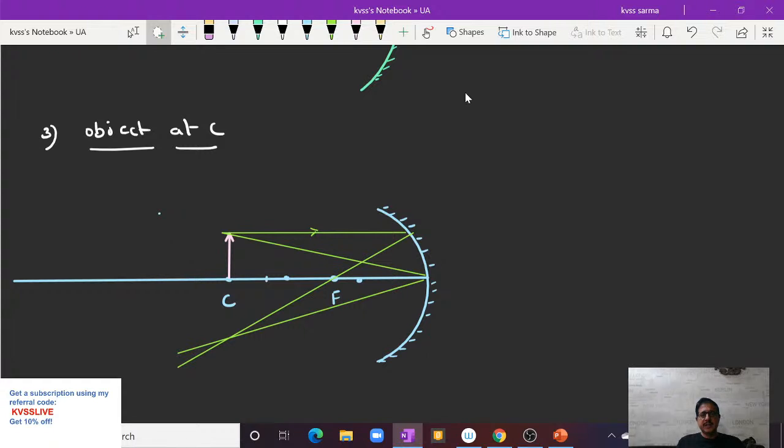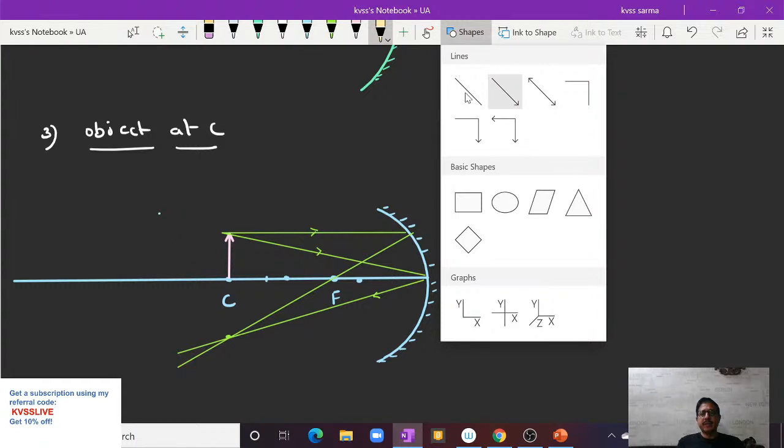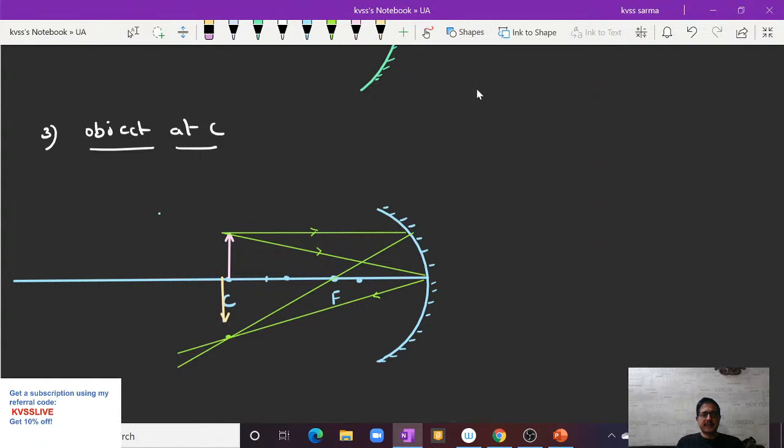So this is initially falling at the pole. It is reflected symmetrically, as you can see here. Now, these two light rays are intersecting at this point. This is the point of intersection. So a real inverted image is formed exactly at the center of curvature. Okay. So if the height of the object is h, the height of the image is also h.